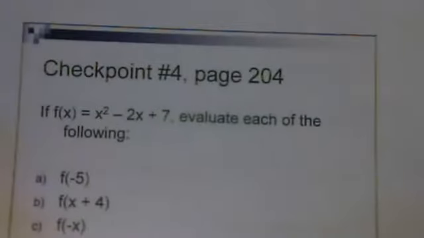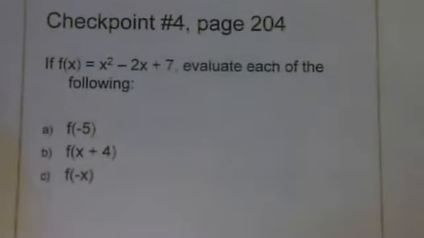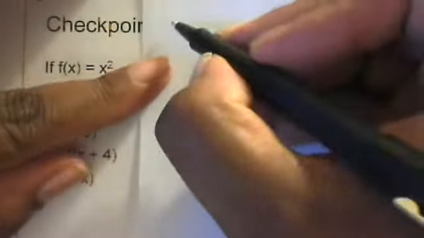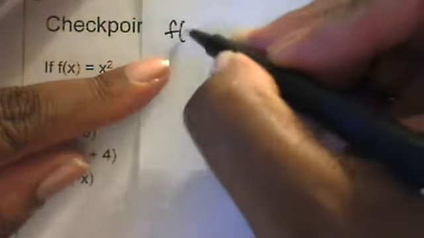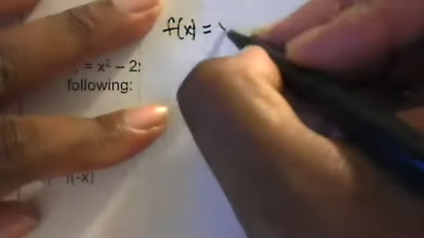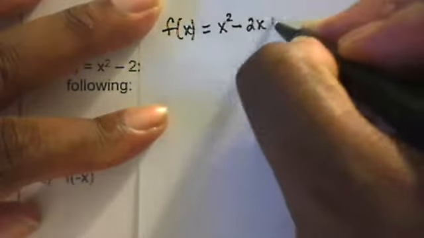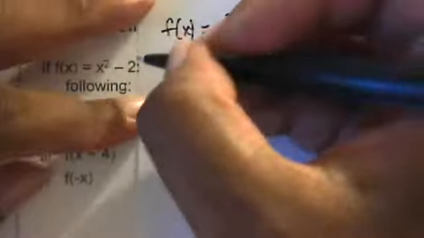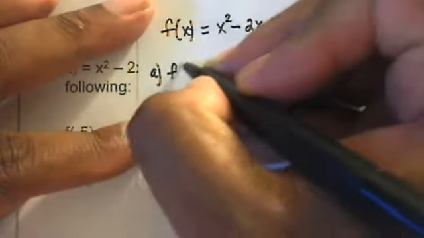And we're going to look at a few problems like that. Like this one. Let's say we have the function f of x is equal to x squared minus 2x plus 7. And we want to evaluate each of the following. And in part A, you got f of 5. So here I'll write the function f of x is equal to x squared minus 2x plus 7. And then we want to evaluate f of 5. That was part A.